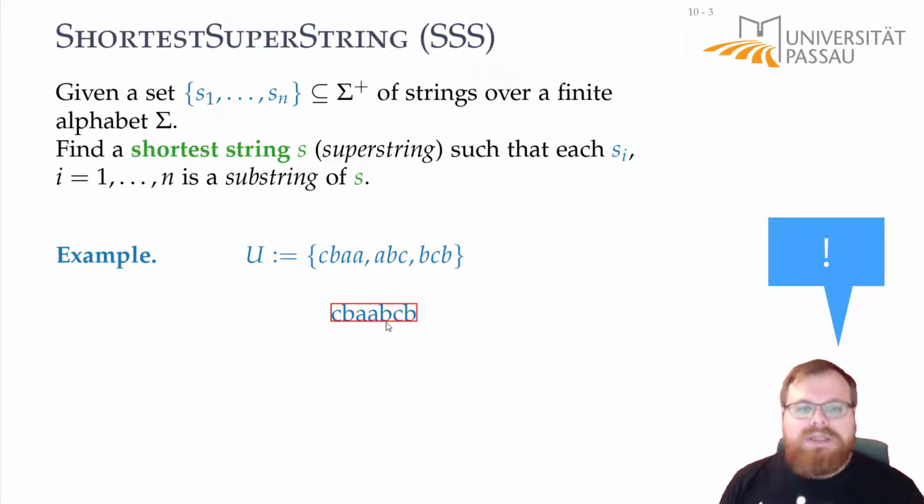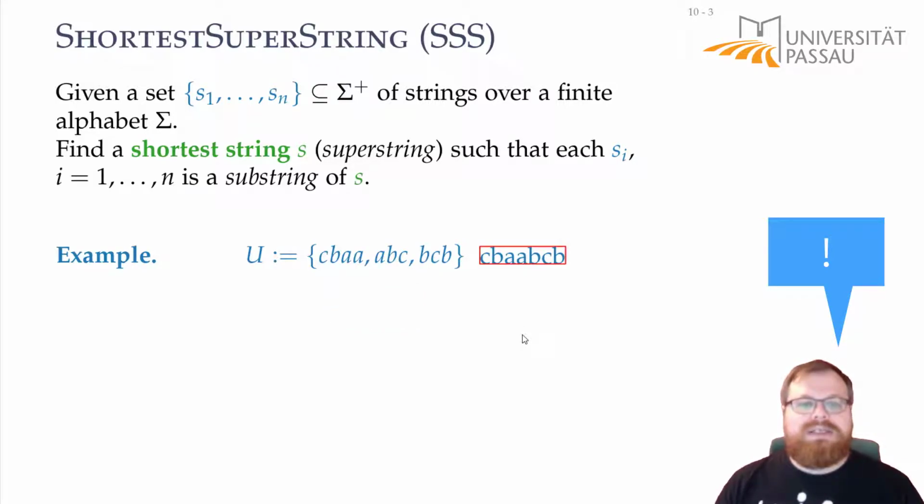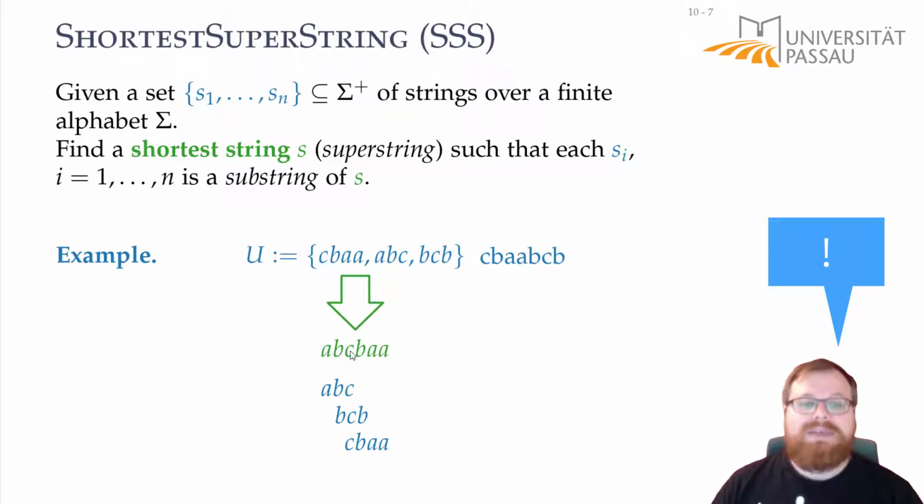So we have one string with 7 characters. Is this the best one? There's actually an even better one. We can start with ABC, then add BCB with just one additional letter, and then add CBAA. So we get a string ABCBAA. This only has 6 characters and it contains all these strings as a substring. And this is the shortest superstring for this set of strings.